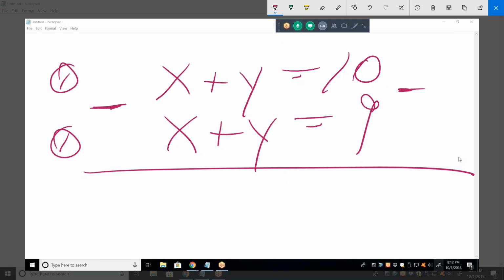So what do you get when you subtract the left side? What is x minus x? 0. What's y minus y? 0. What's 10 minus 9? Well, it's positive 1. 10 minus 9 is positive 1. So now I get a solution that looks like that: 0 equals 1. Is that possible?